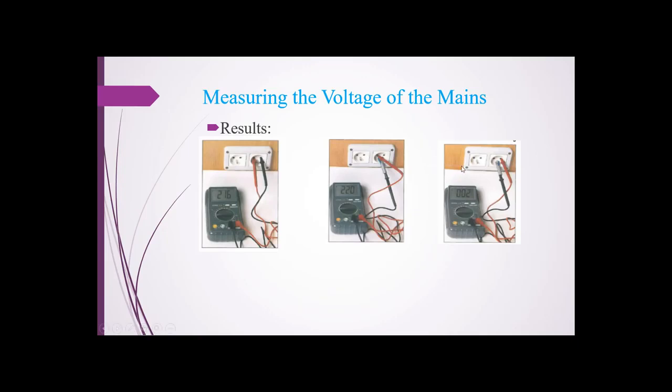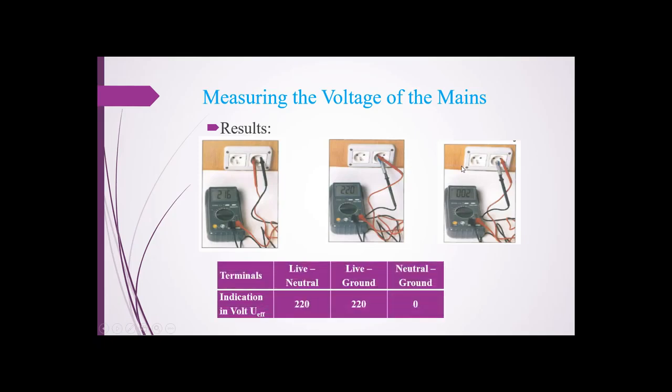So to summarize these results, the effective voltage across the live and the neutral is 220 volts. Across the live and the ground, also 220 volts. And across the neutral and the ground, it is equal to 0.